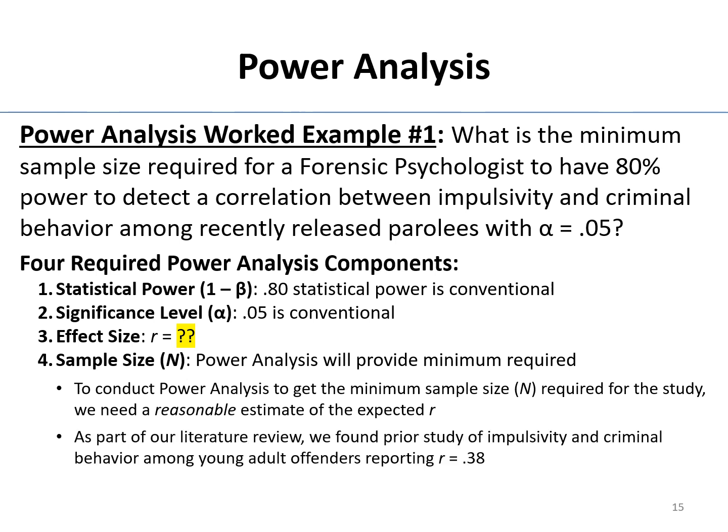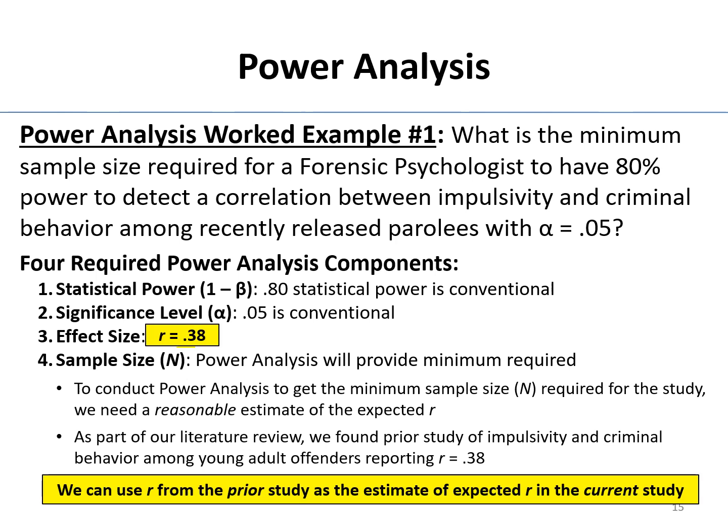So let's say as part of your literature review, we find a prior study on impulsivity in criminal behavior among young adult offenders, and they reported a correlation coefficient between those variables of 0.38. We can use that correlation coefficient from the prior study as a reasonable estimate of the expected correlation that we will find in our current study. So that will be our estimated effect size.